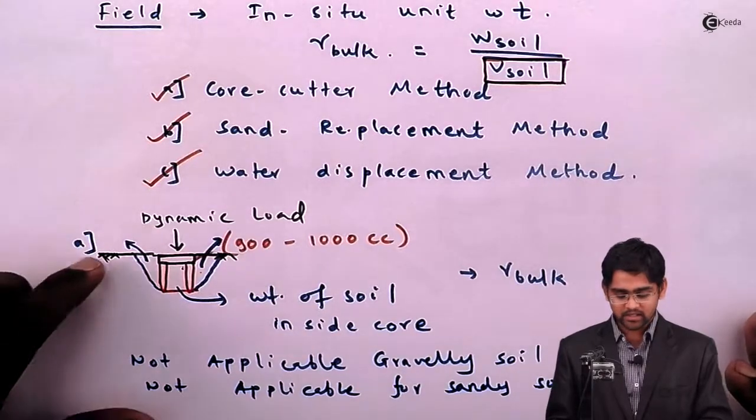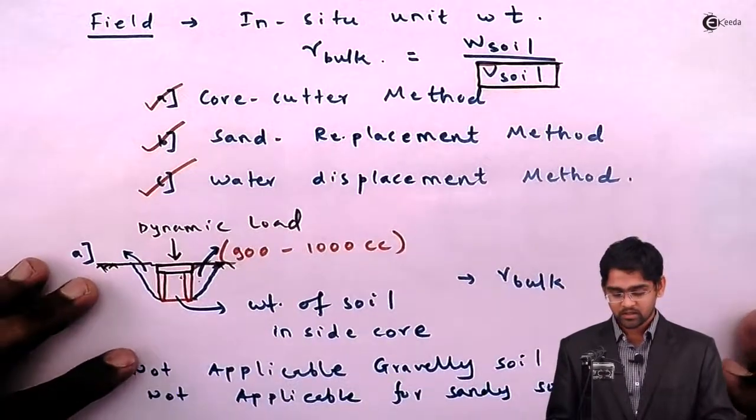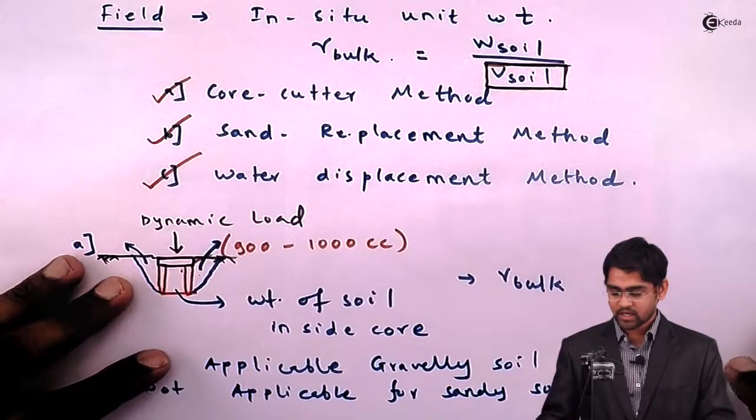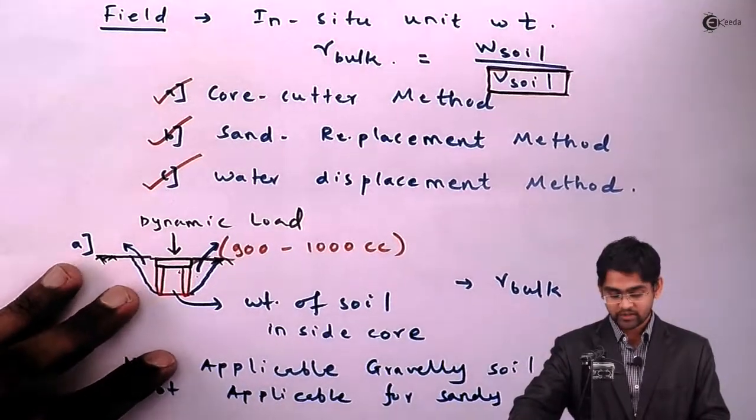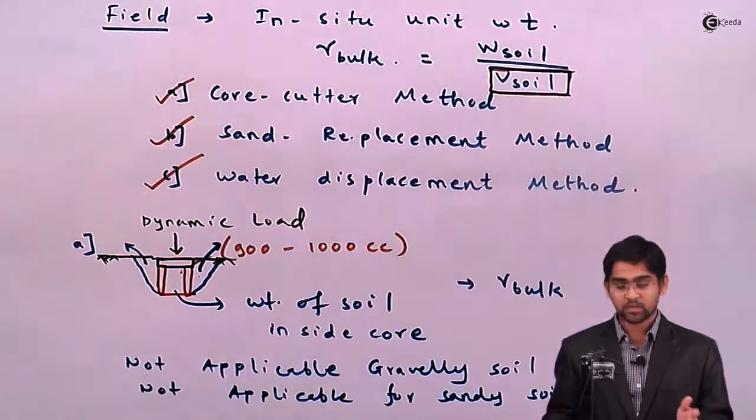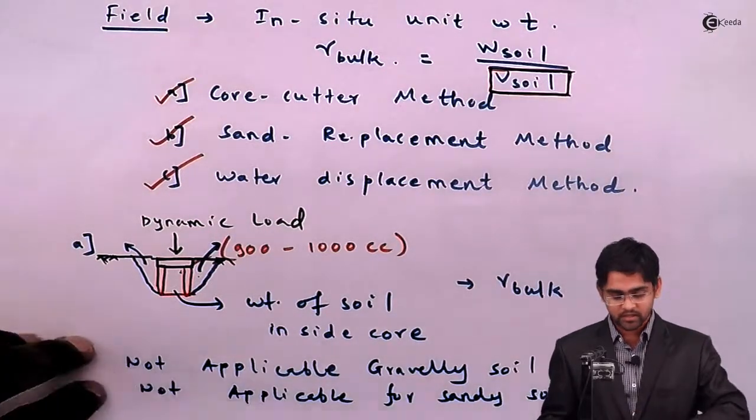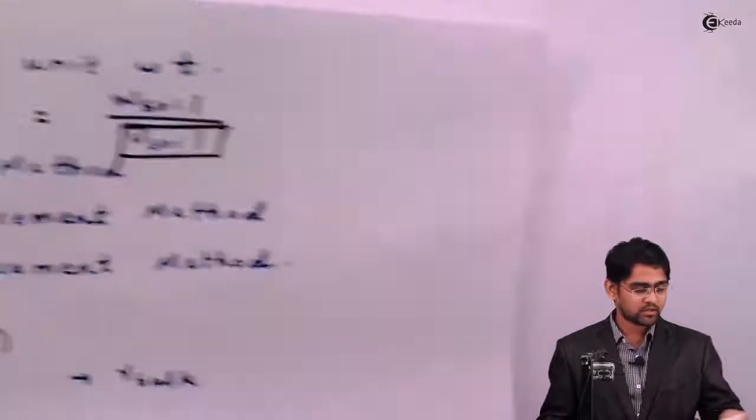So we'll look at an example from the sand replacement method, and you will get the idea of how to evaluate the unit weight of the soil, or more specifically the in situ unit weight. So this completes your second chapter on index properties of soil, and we'll go into the problems right now.